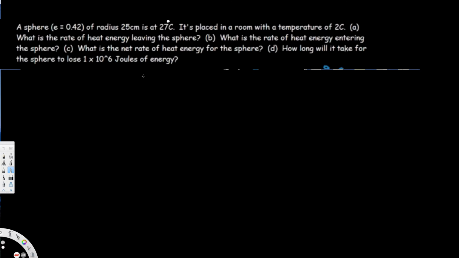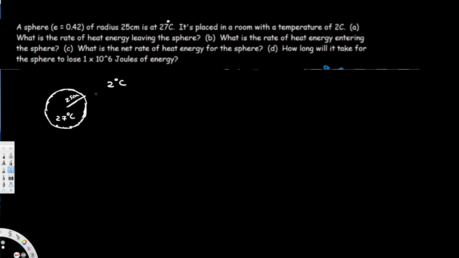So let's see how we can find it, but before we do that, let's draw a simple diagram for this question. So we have a sphere right here, with a radius of 25 centimeters, and the next information that's given is that it is at 27 degrees Celsius. The sphere is at 27 degrees Celsius. It's placed in a room with a temperature of 2 degrees Celsius. So the surroundings are at 2 degrees Celsius.